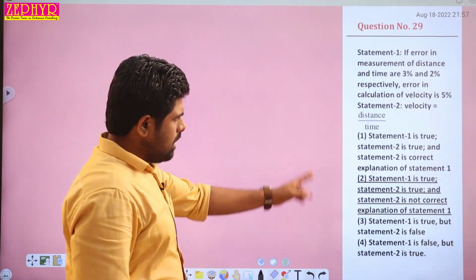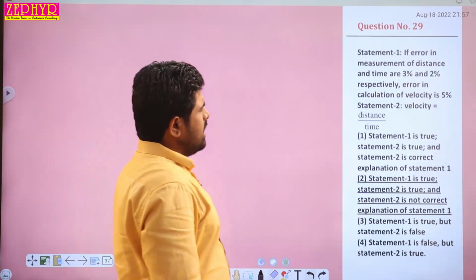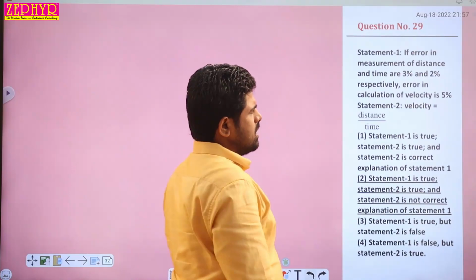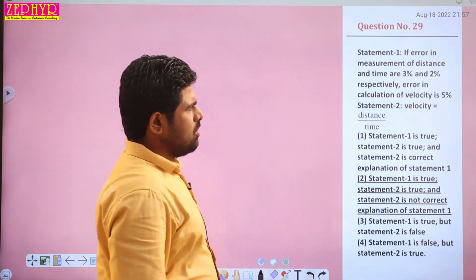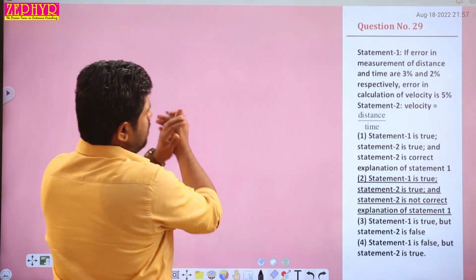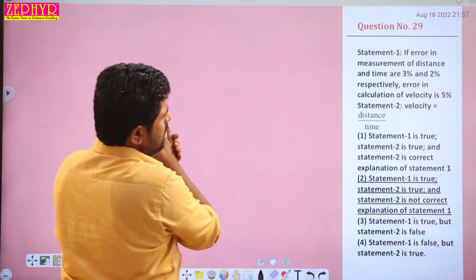So there are 4 statements. Which one is the correct statement? See here, if the errors in measurement of distance and time are 3% and 2% respectively, the error in calculation of velocity is 5%. So the errors in measurement of distance and time are 3% and 2%.